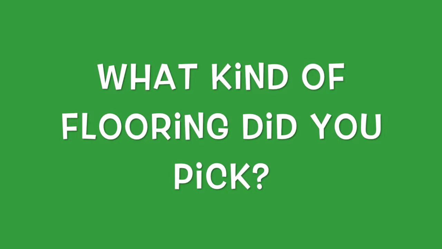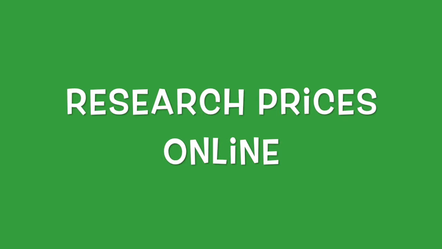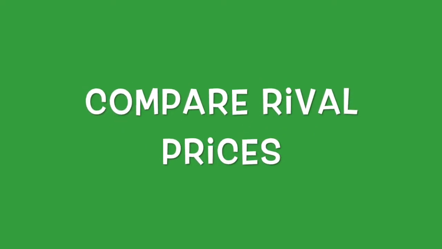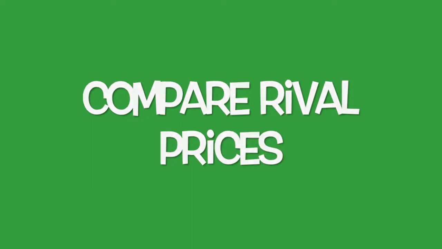Then I want you to go online to some sort of hardware store, maybe Lowe's, Home Depot, Menards, anywhere that sells flooring, and research the price that it would cost you to get something like that for your room. In order to figure this out, you're going to have to find the area of your room, which is going to be length times width if you had a rectangular shaped room. That's why I had you turn the scales on so you could see how big the room was. So research the price online, and not only for one place, but compare the rival prices to another place as well. So in other words, if you looked up Home Depot first, look up Lowe's and see what they compare to.